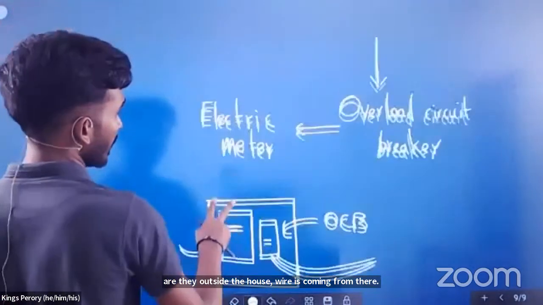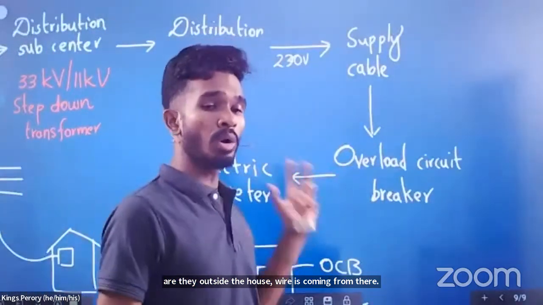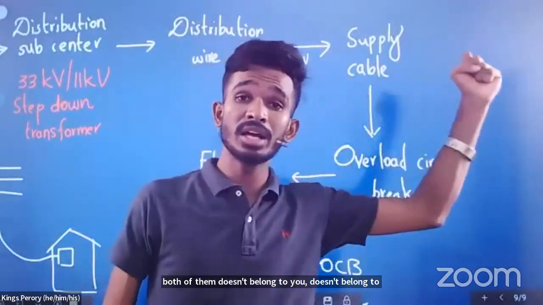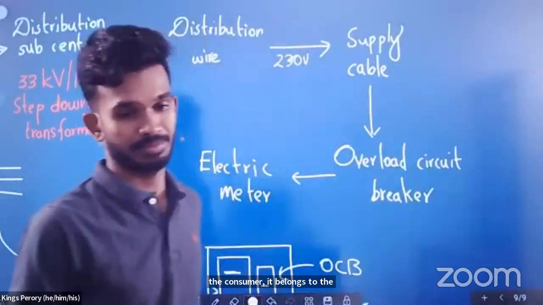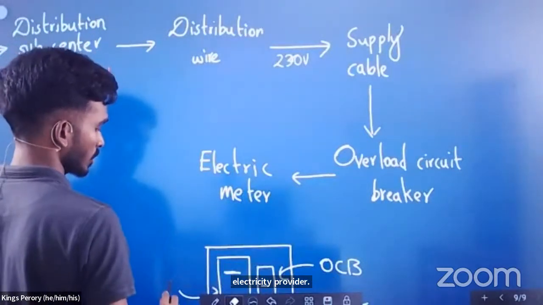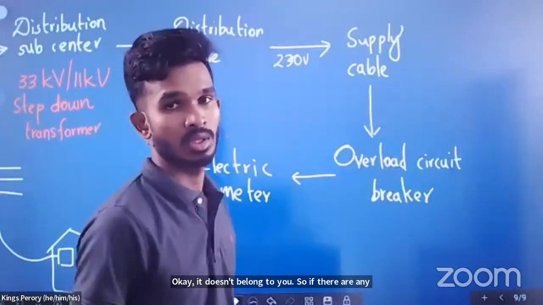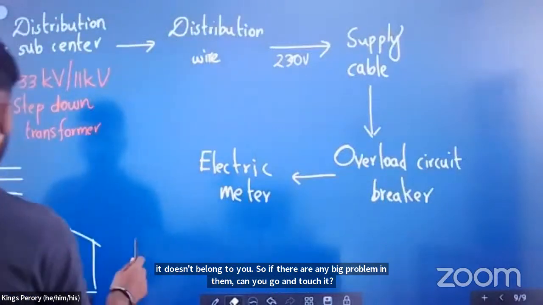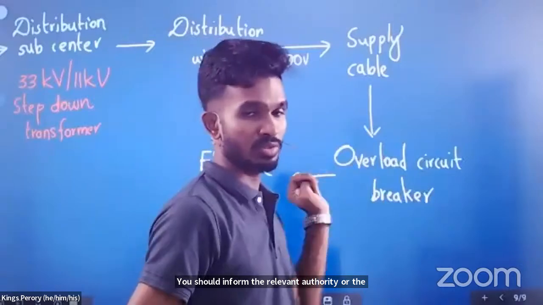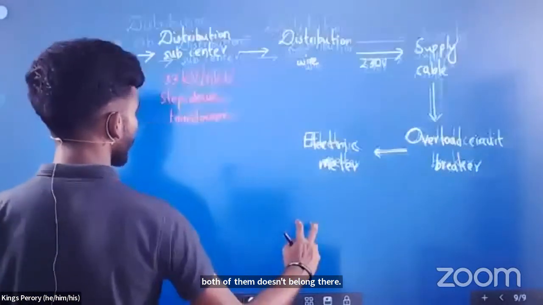Do the electric meter and overload circuit breaker belong to you? No. Both of them don't belong to you, the consumer. They belong to the electricity provider. So if there is any big problem in them, can you go and touch them? No. You should inform the relevant authority or the company that supplies electricity to you. After that, whatever comes next belongs to the consumer, right?